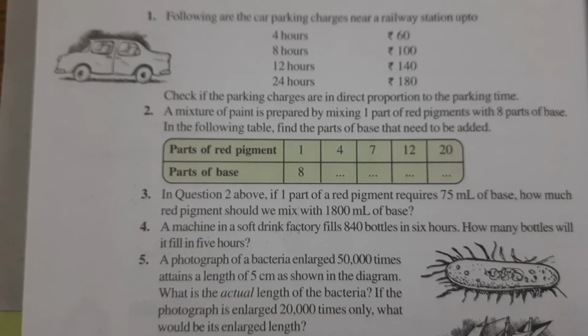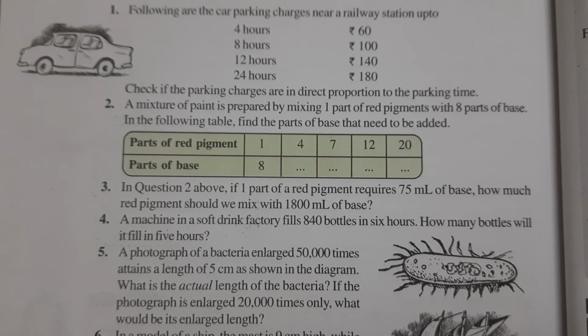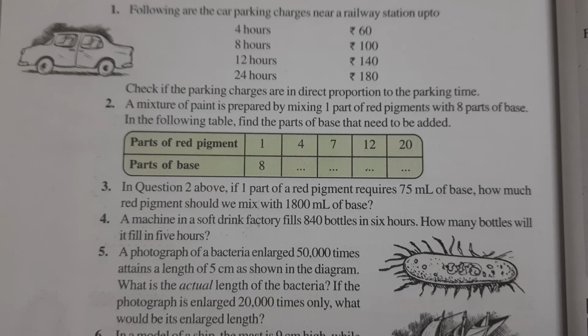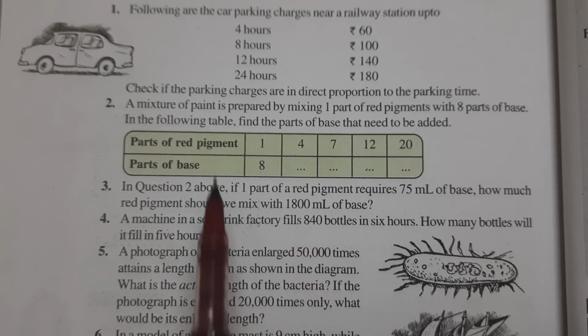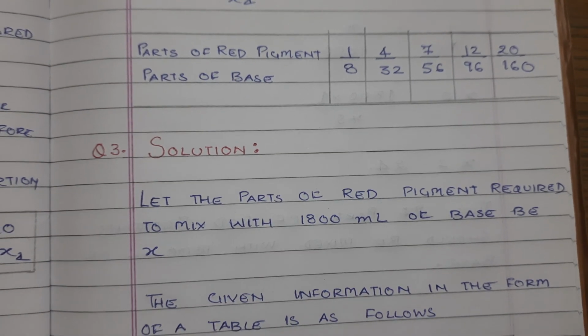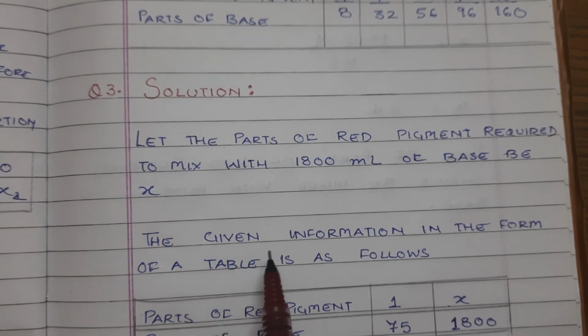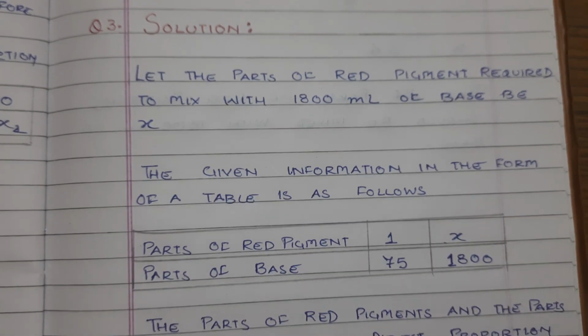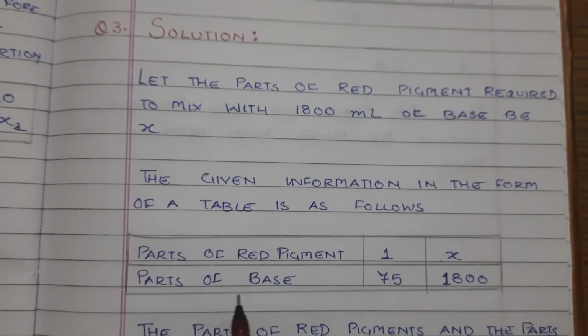Now let us start with the third question. So third question is, in question 2 above, if 1 part of red pigment requires 75 ml of base, how much red pigment should we mix with 1800 ml of base? So here we have to assume that the part of red pigment which is required to be mixed, we will consider it to be x, and then by the given information we will make the table of parts of the red pigment and the parts of the base.